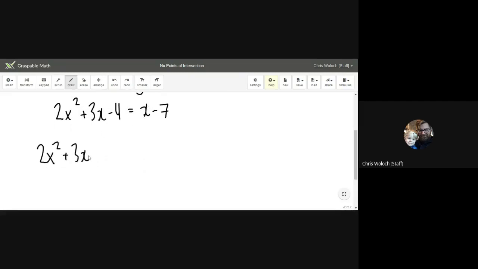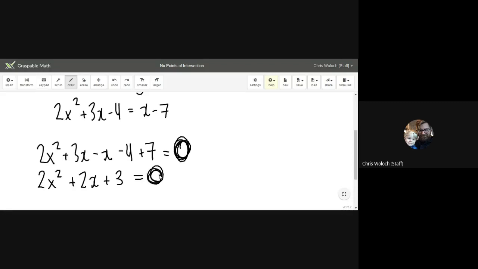So this x is going to come across, it's going to become minus. And then minus 4, and this minus 7 will become plus. And this equals 0. And then the x's, I collect like terms, and the numbers I can add together. So 2x squared plus 2x, and then minus 4 plus 7 is going to be plus 3, and that equals 0.